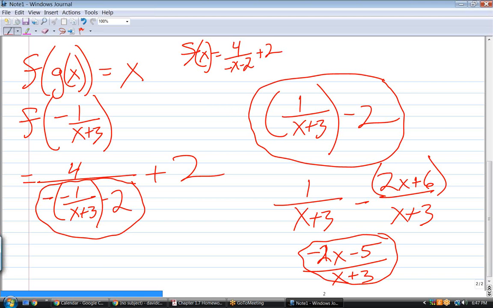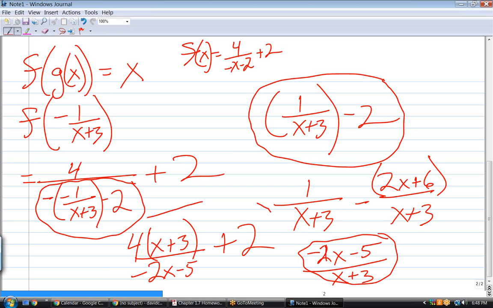Okay? So let's do that. Flipping and multiplying means I'm going to have x plus 3 over minus 2x minus 5. I'm going to multiply the whole thing by 4. Then I got this plus 2 over here. Is this thing going to equal x? Is this quantity going to equal x?